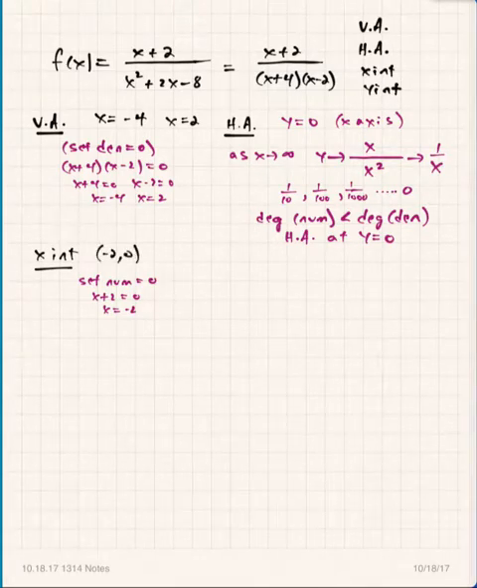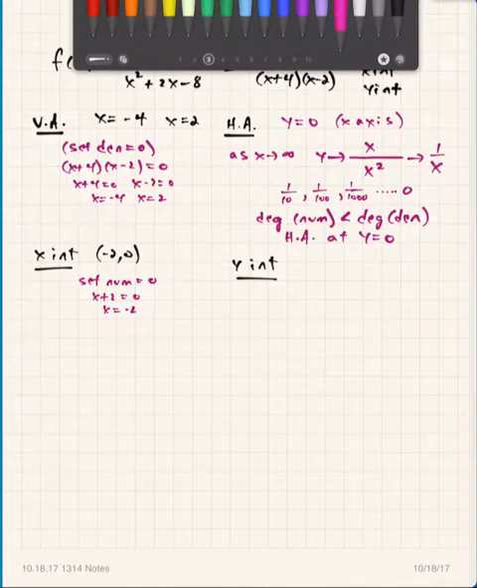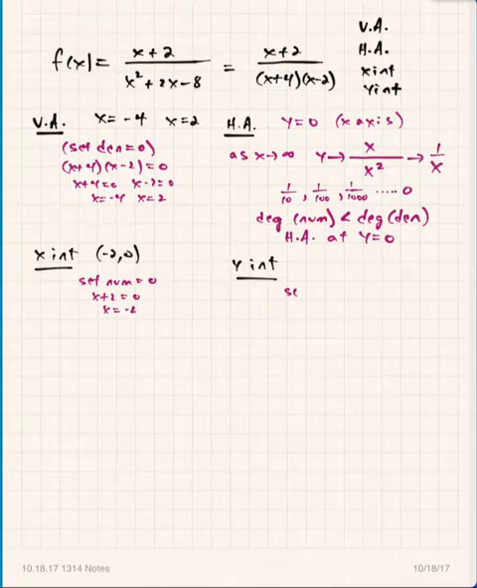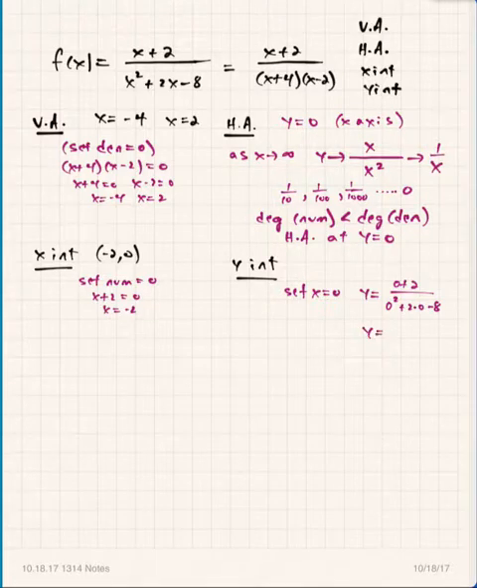And then the y-intercept, there all you're doing, remember, is you are setting x equals 0 every place you see it in the equation. So when you set x equals 0 in the equation, you get y equals 0 plus 2 over 0 squared plus 2 times 0 minus 8. And so you get y equals negative 1 over 4. All right, so that's our y-intercept is at 0, negative 1/4.